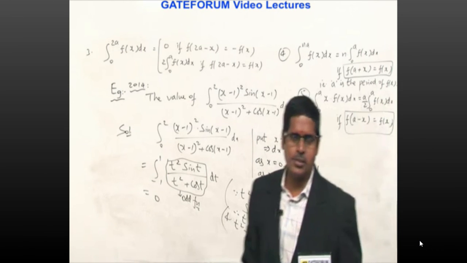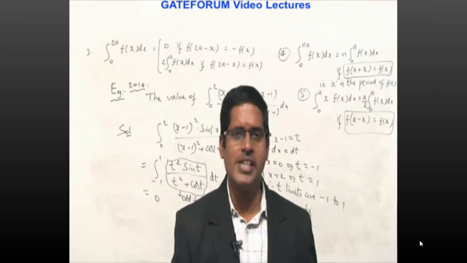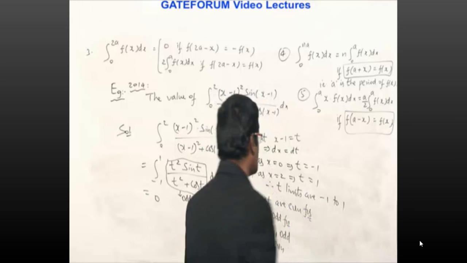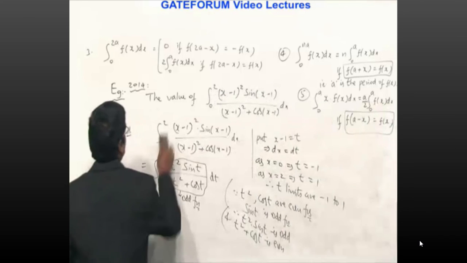Sin x, cos x: period is 2 pi. Sin square x, cos square x, mod sin x, mod cos x: period is pi. Okay, this is 11th standard. 11th class standard examples, periodic functions.